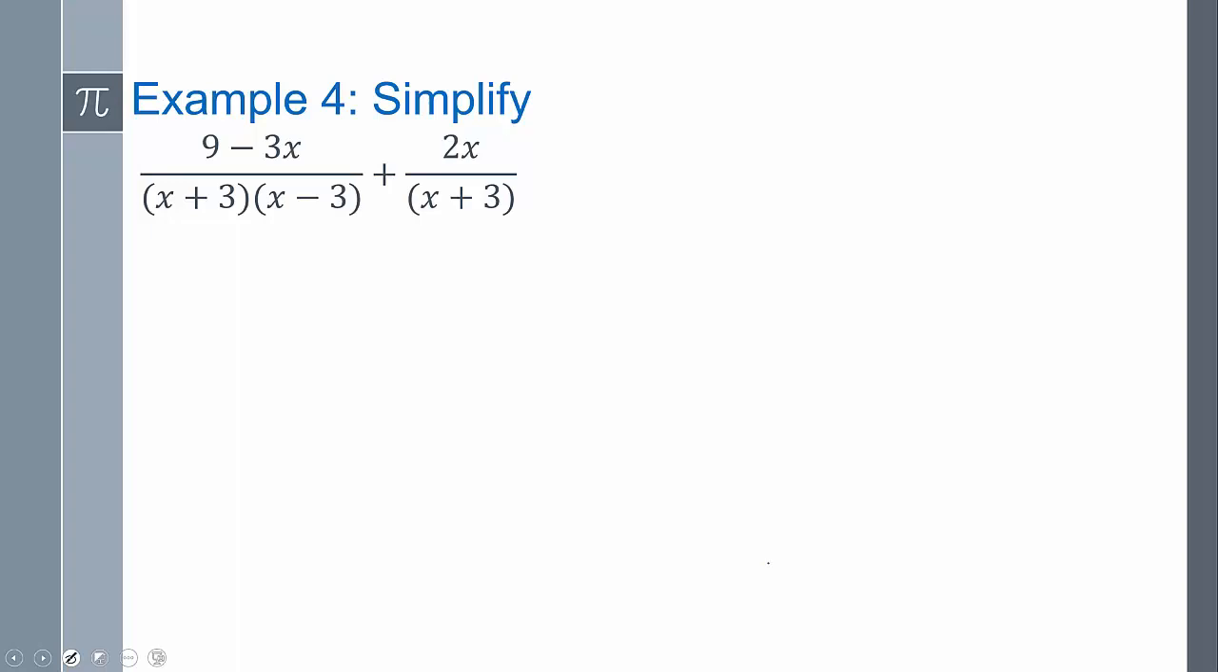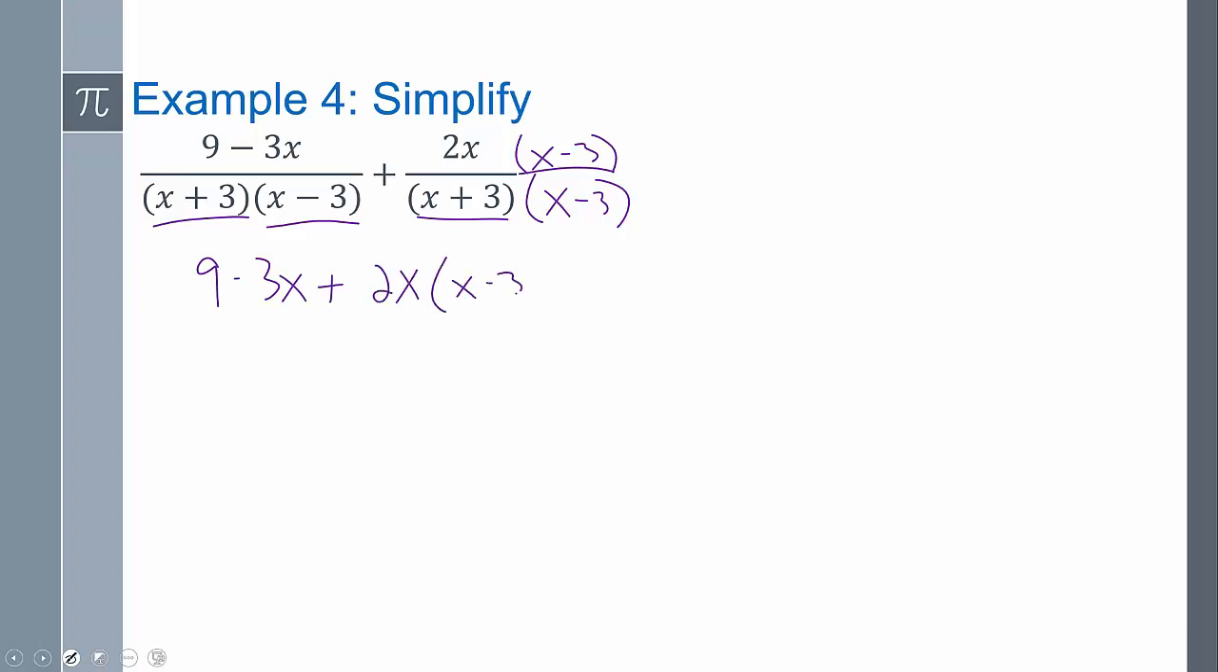Last one. Same idea. I need the denominators to be the same thing. So they both have an x plus 3. They do not both have an x minus 3. This side does, this side doesn't, so I'm going to make them the same. Well, I can't just put that out of nowhere. I also have to do it to the top. So now rewriting that, I have 9 minus 3x plus 2x times x minus 3 all over x plus 3 times x minus 3. Now we got to simplify this.